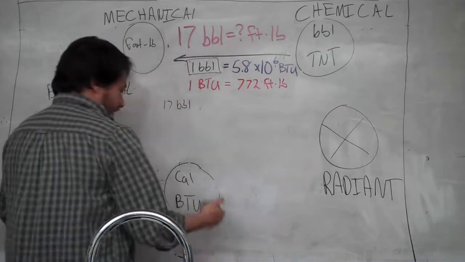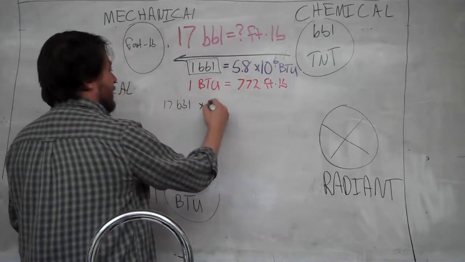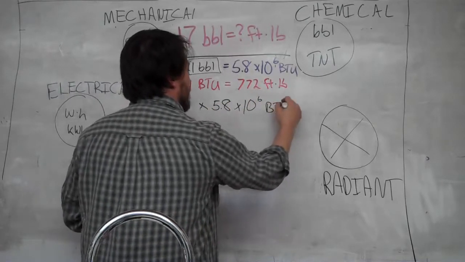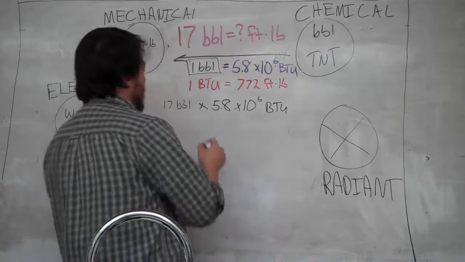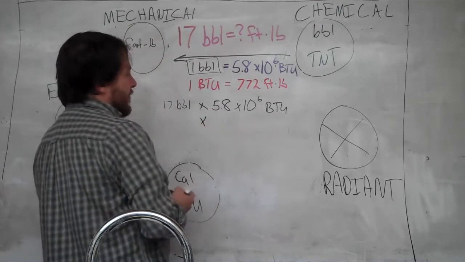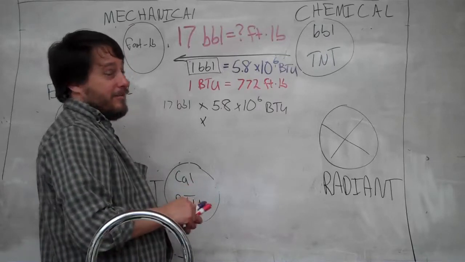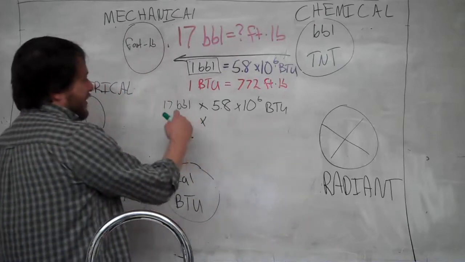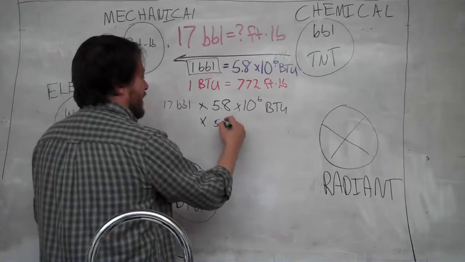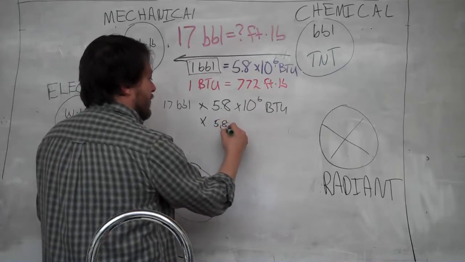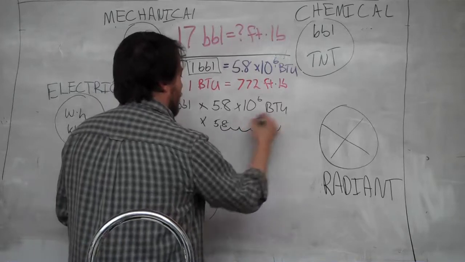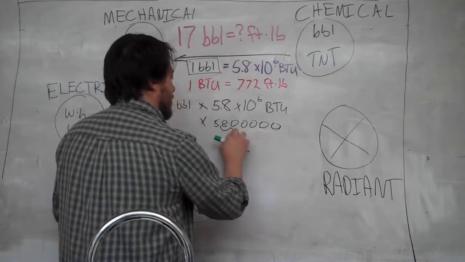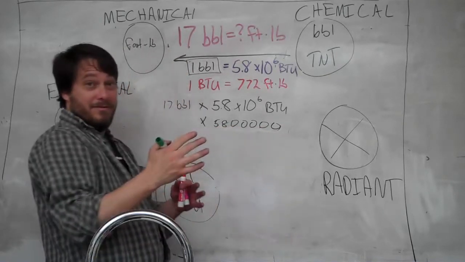Okay, let's do that. 17 barrels of oil times 5.8 times 10 to the 6th BTU. For those of us playing at home, let's turn this into an actual number so that we can put it into our little calculator. So that's 5.8, move the decimal over 1, 2, 3, 4, 5, 6, 5,800,000. Times 17.